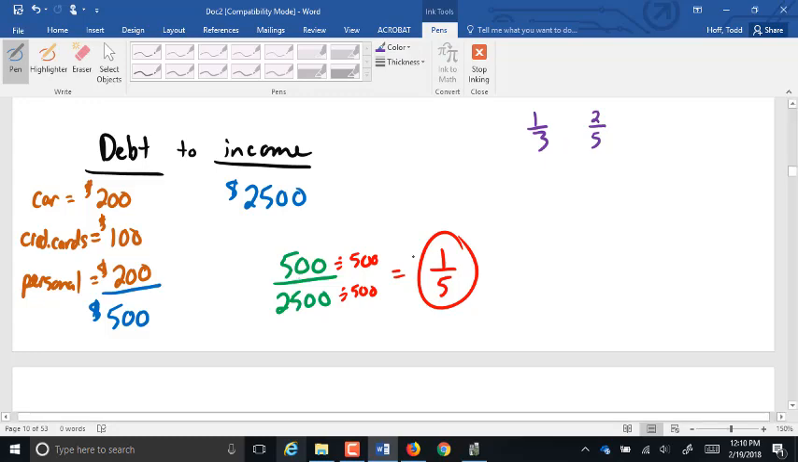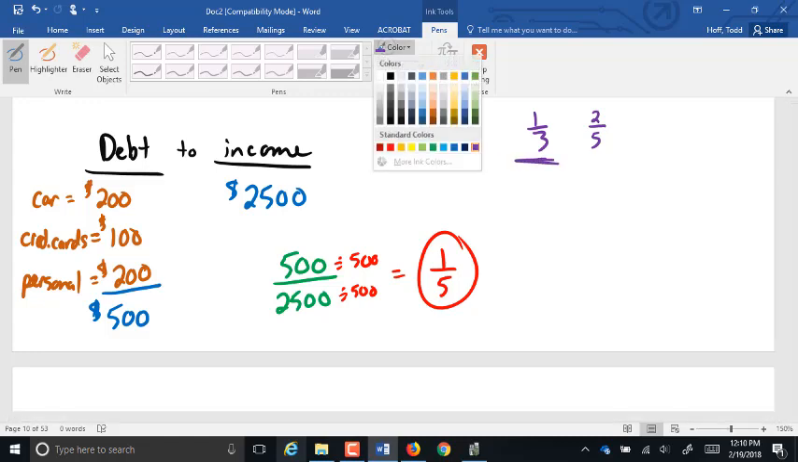So here you have room, a 1 to 5, 1 out of 5, only $1 for every $5 you make goes to debts. You have room to borrow more money for other things if you're looking to buy a home or something else, and you would still stay under, hopefully, that 1 to 3 desired ratio.